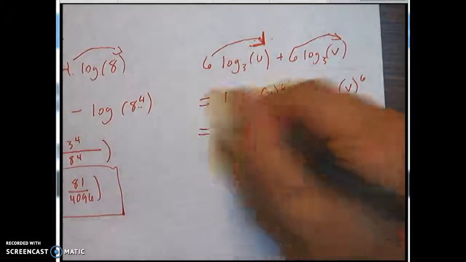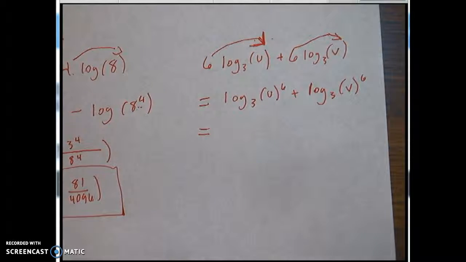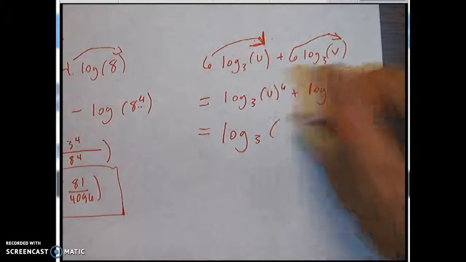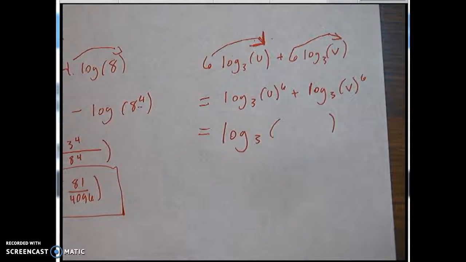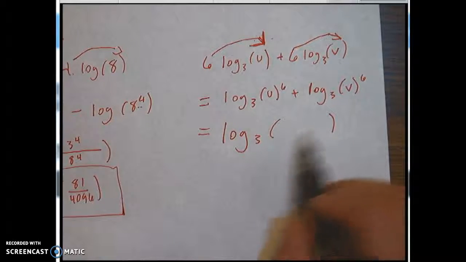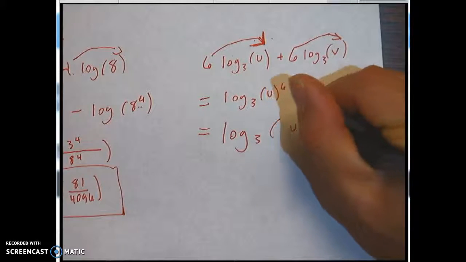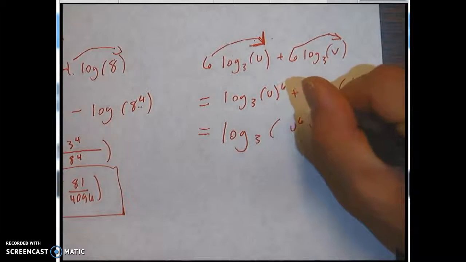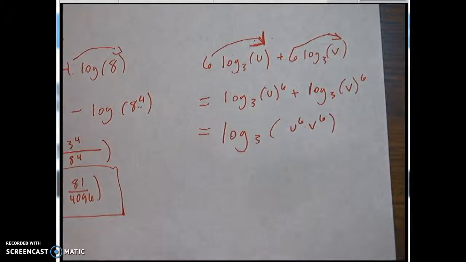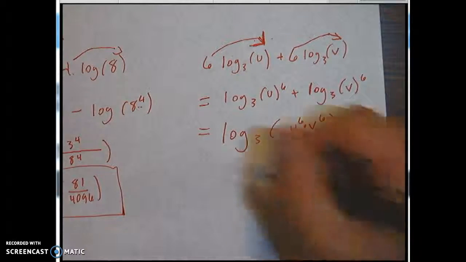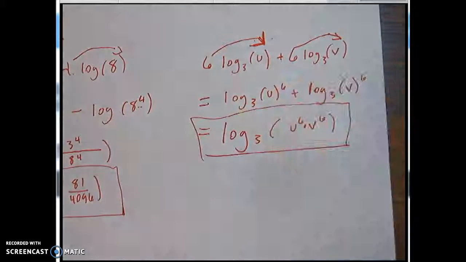Alright, now I've got 2 logarithms base 3, got the same base, so I can combine them into 1 logarithm base 3, but now they're separated by a plus sign, so when they're inside here, plus is going to become multiplication. So inside I've got u to the 6 times v to the 6, and you don't have to write the multiplication sign right there, but you can, and that's the final answer.